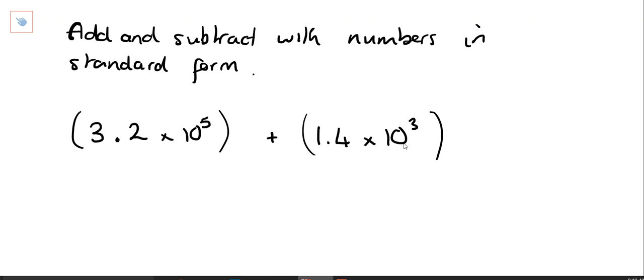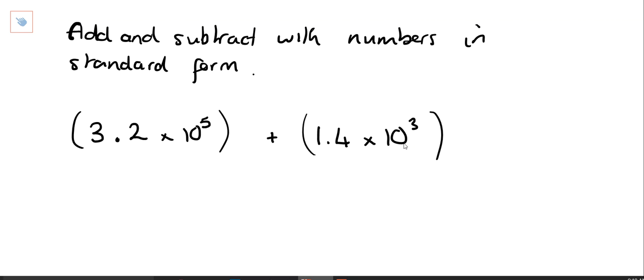So, did you convert them into regular numbers? No, that's exactly what I've said. I don't want to have to convert them into regular numbers. Did you make the indices the same power, and then add them? That's it. We can't add them at the moment while they've got a different power of 10.